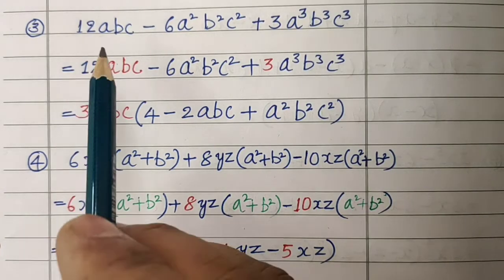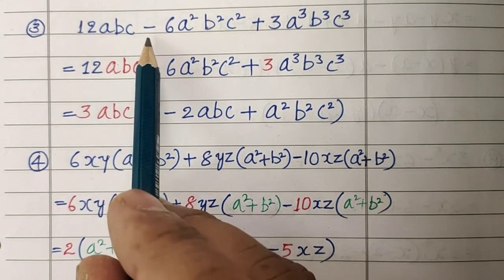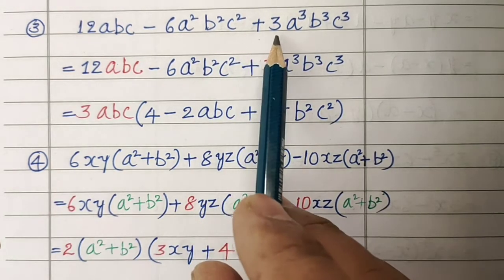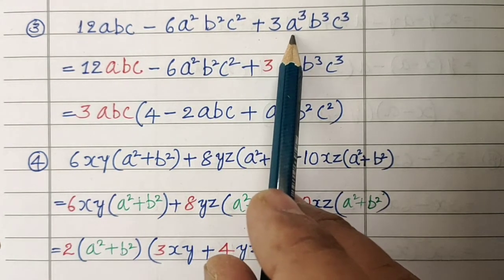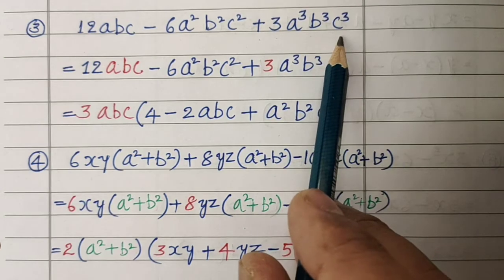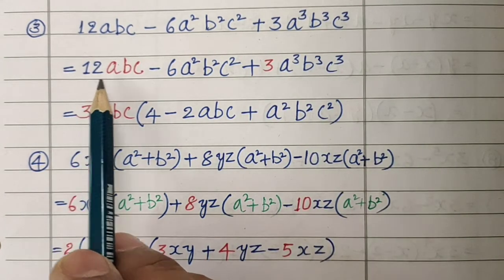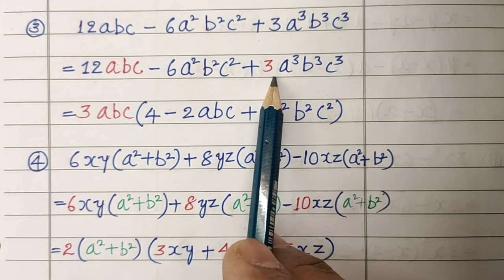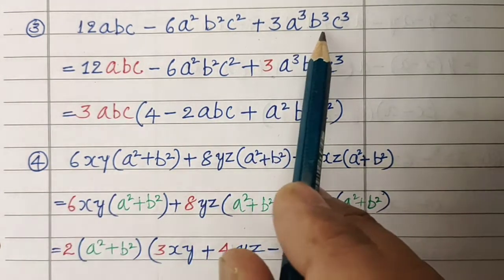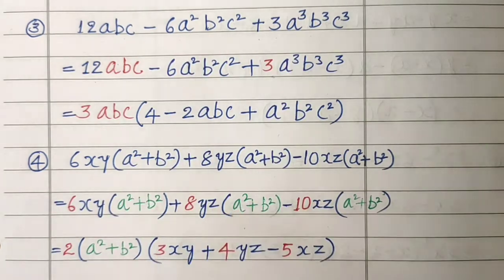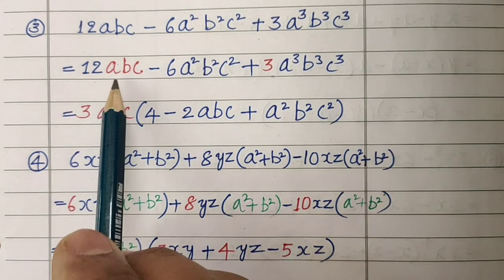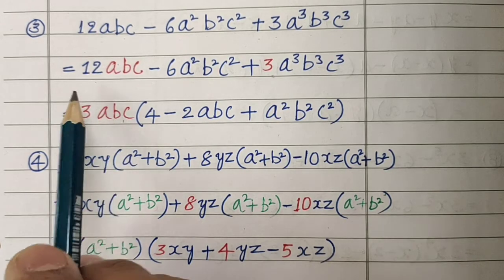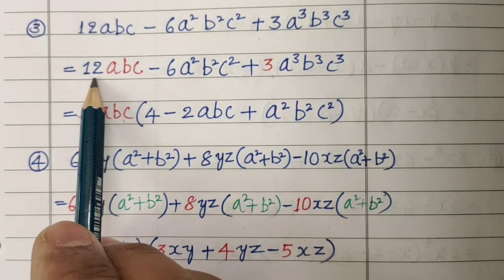Factorize 12abc minus 6a square b square c square plus 3a cube b cube c cube. Among 12, 6 and 3, we can take 3 as a common factor. Among all these, abc is the common factor. We have taken out 3abc as common factor. We are left with 4 here.